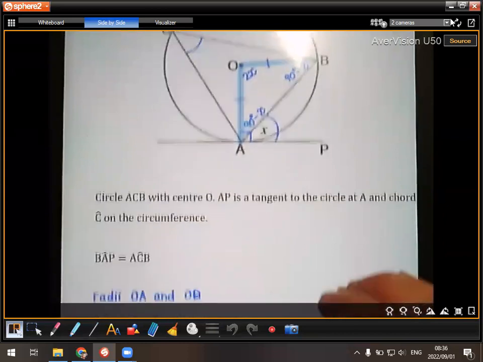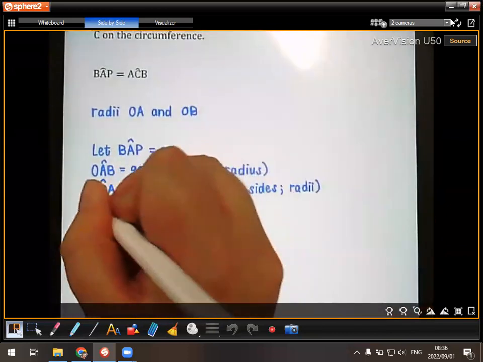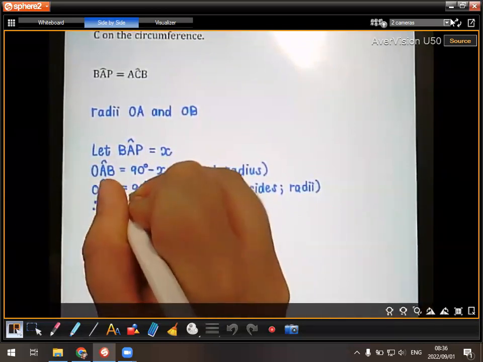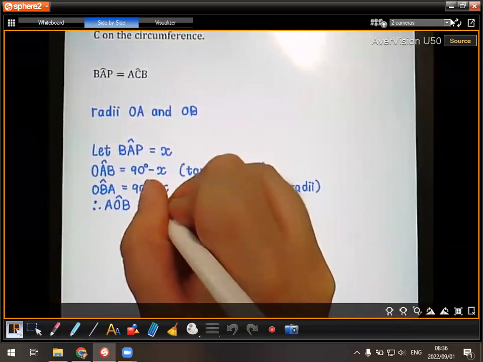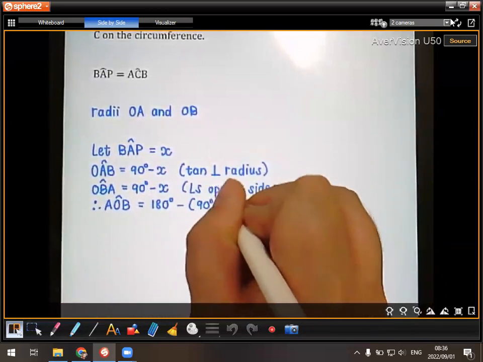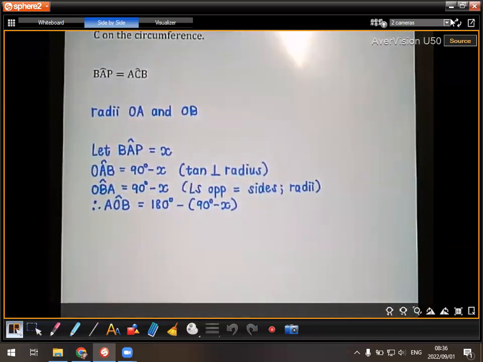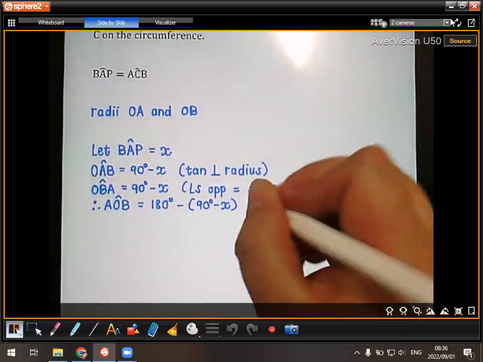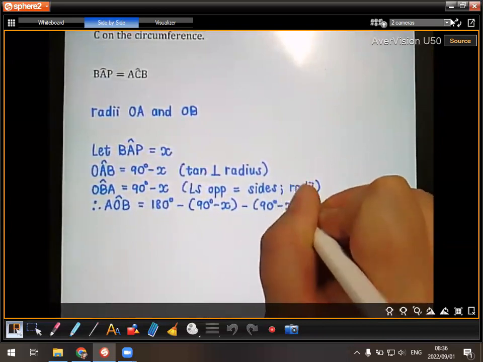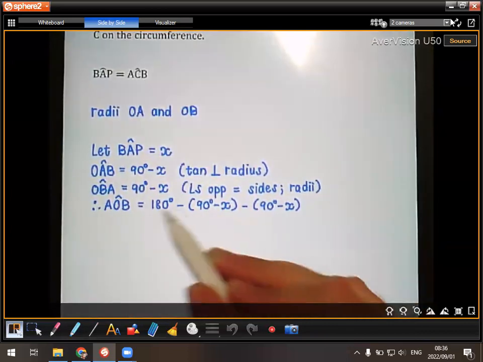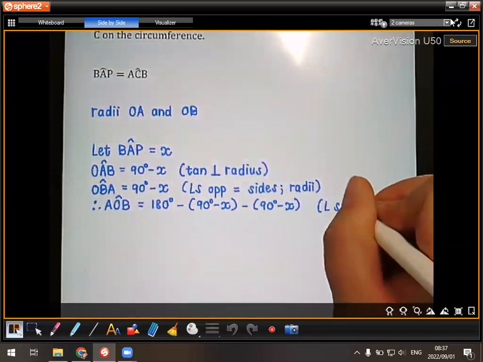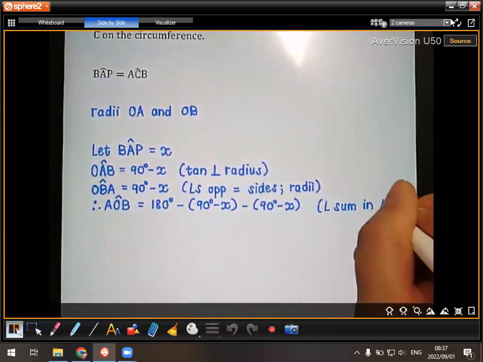Okay, so those are going to be the next two steps. So we're going to say, therefore, angle AOB is equal to 180 minus (90 minus x). Please remember to put it in brackets. You might need a mark if you don't. And then minus another (90 minus x). Okay, those are the other two angles in the triangle. So we're subtracting those. The reason for that, guys, angle sum in triangle.